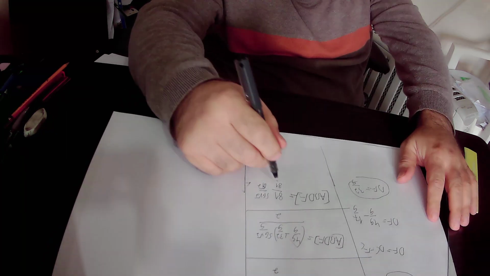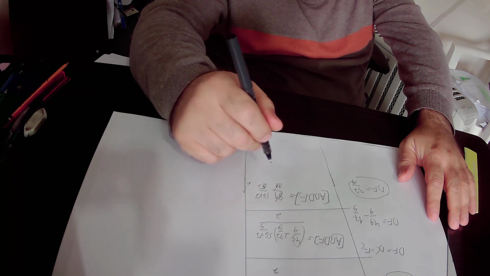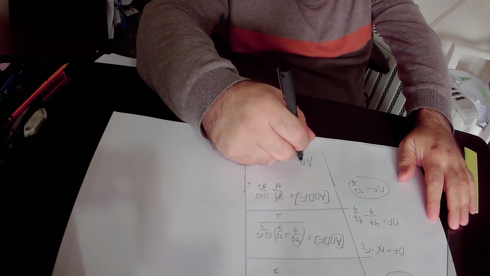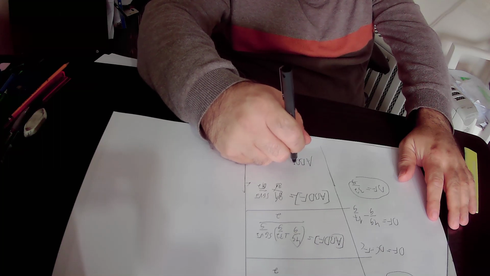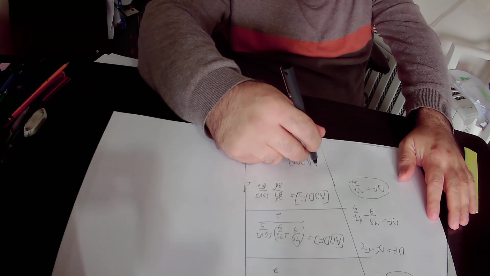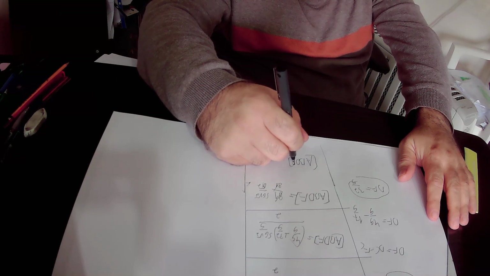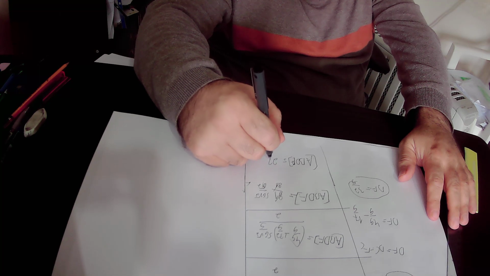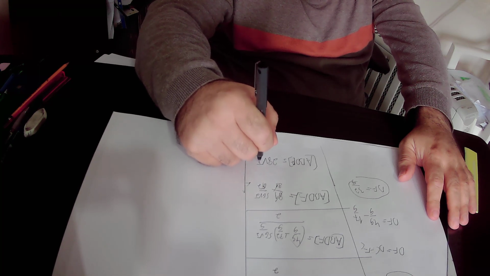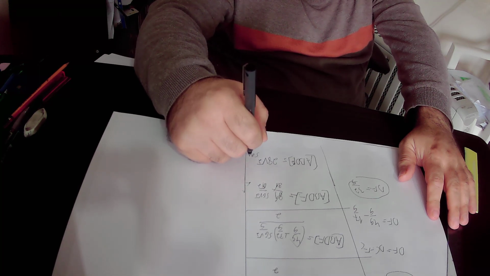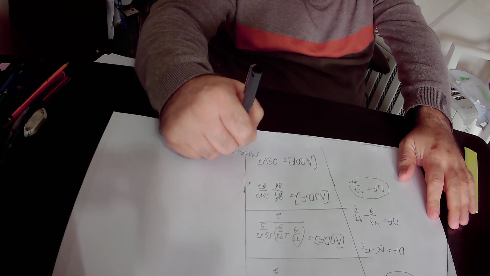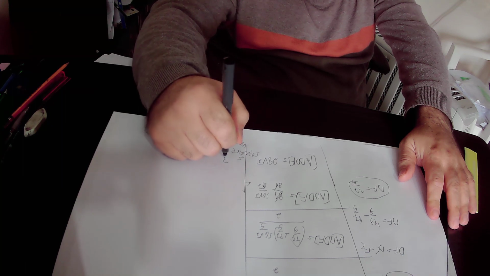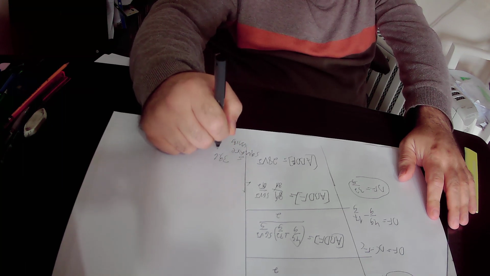Here 81 over 81 is 1. So in conclusion, we found out that the area of trapeze ABDF, this is actually the area of the green shape, equals either 28 times square root of 2 square units, or in terms of numbers, it equals 39.6 square units.